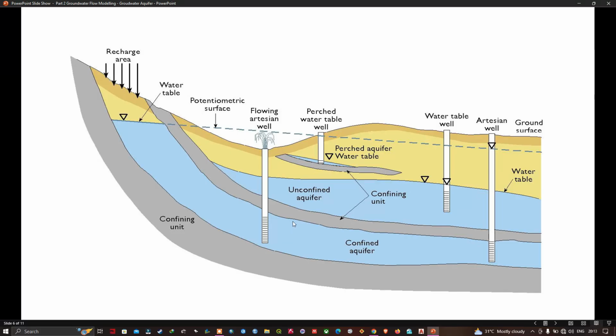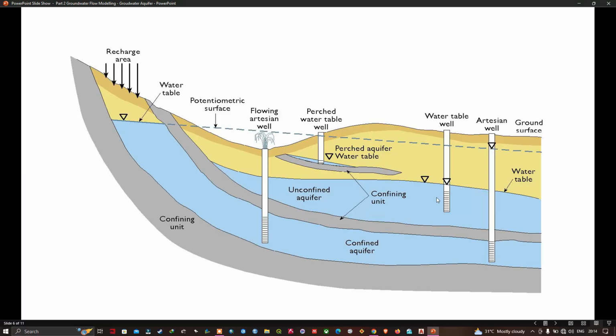So why is it considered an unconfined aquifer? Because it has no confining layer above it. The water table is at the surface of that aquifer. You can see this is the water table. So it is considered an unconfined aquifer. When we drill a well here, the water does not go up by the effect of pressure. So we need a pump to discharge the water from this unconfined aquifer.